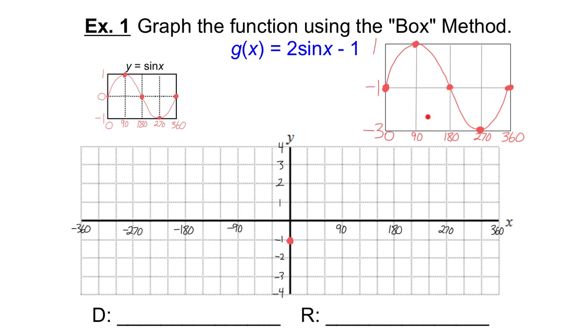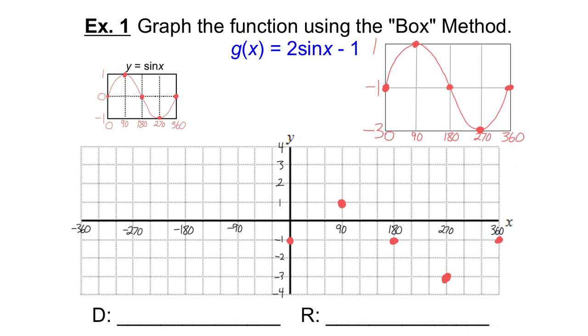When x is 90, y is 1. Put that on the graph. When x is 180, y is minus 1 again. And you can keep going. When x is 270, y is minus 3. And when x is 360, y is minus 1 again.